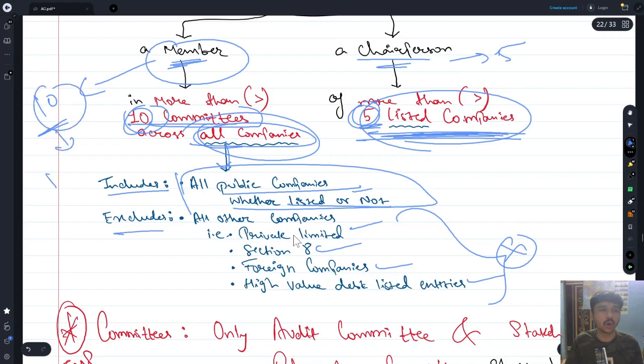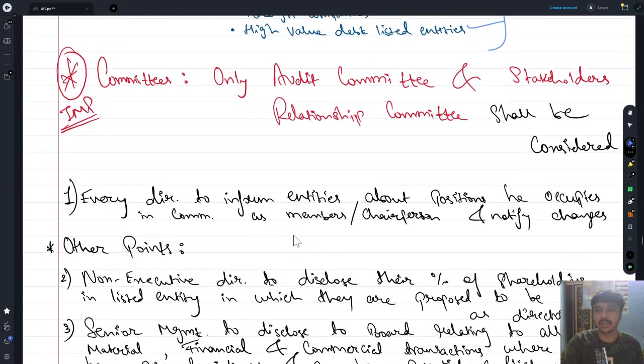This 10 belongs to all public companies whether listed or not listed. This belongs to only listed companies. Okay guys, clear? No issues? I hope everything is going fine.